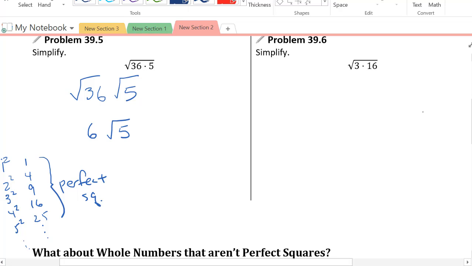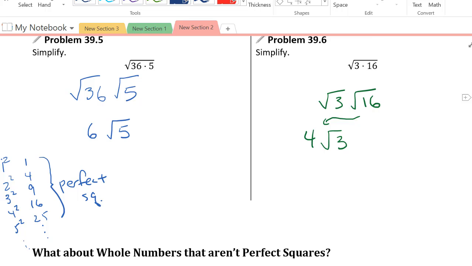Now it's the same thing. Since it's multiplication, it's radical 3 times 16. I can break it up into radical 3 times radical 16. Radical 3 doesn't break up, so I leave it as radical 3. But radical 16 is 4. And normally you want to put the whole number in the front. So I'm going to put the 4 in the front. You always want to put the whole number first. So the answer is going to be 4 radical 3.